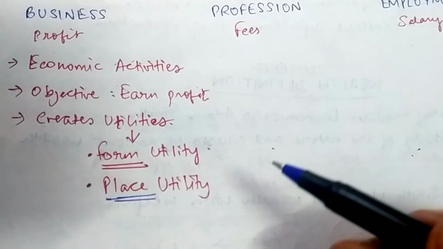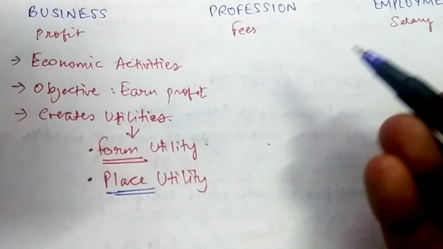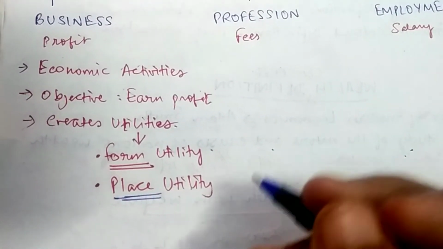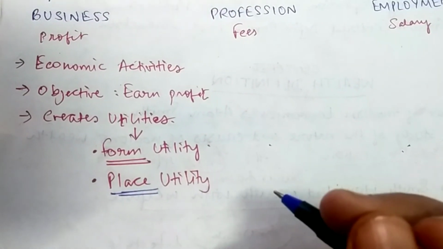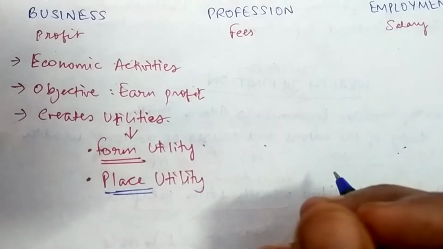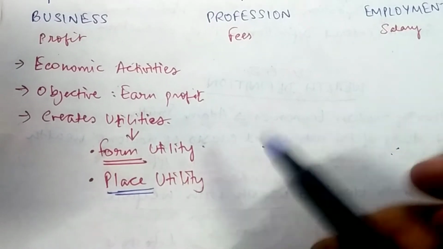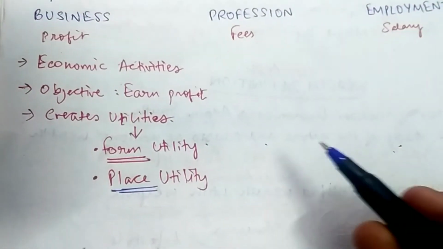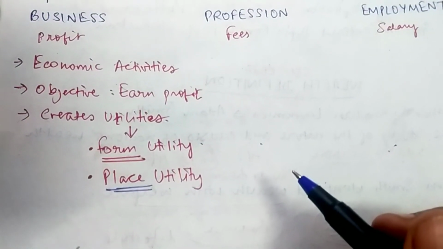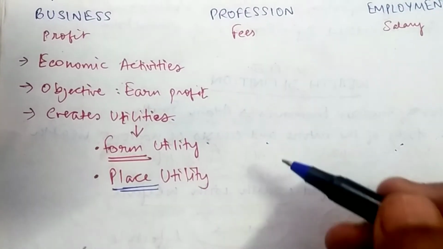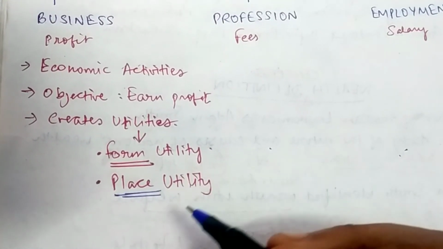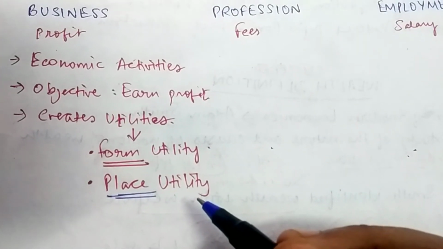Now it's the season of mango. You will get mango from lots of places, from UP, from Kerala, from Karnataka. Will it be possible for you to reach there and buy 5 kg or 6 kg of mangoes? No. But the businessmen transport that mango from Karnataka or Uttar Pradesh to Kolkata so that the people living in Kolkata can buy it. So by changing the place of that product, it is creating a utility in that product.